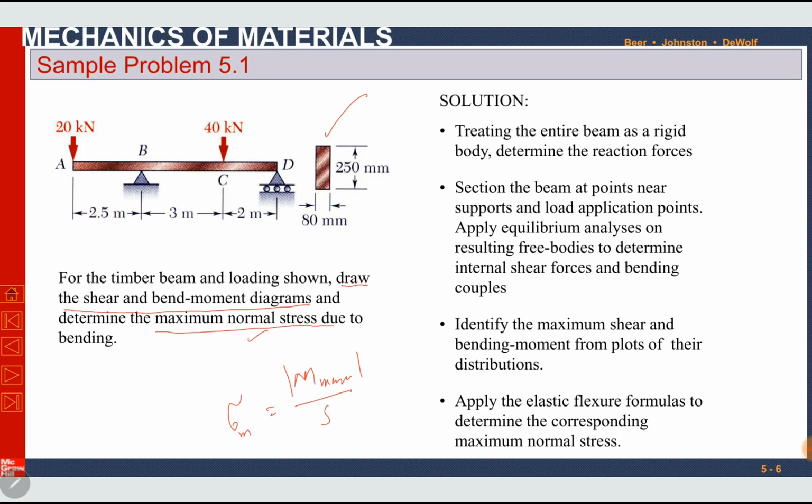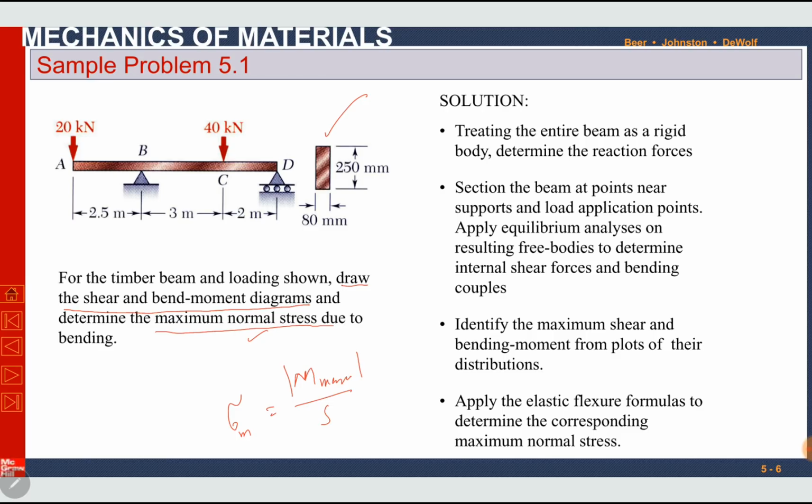Now, if we do not know where the moment is maximum or where the shear force is maximum, we have to draw the diagrams. To draw the diagrams, we need to know shear force and bending moment at each and every point on the beam. For that, we have to section the beam between each two forces.